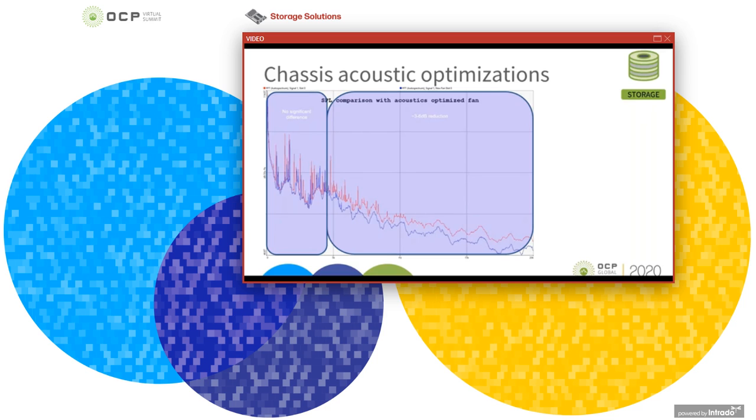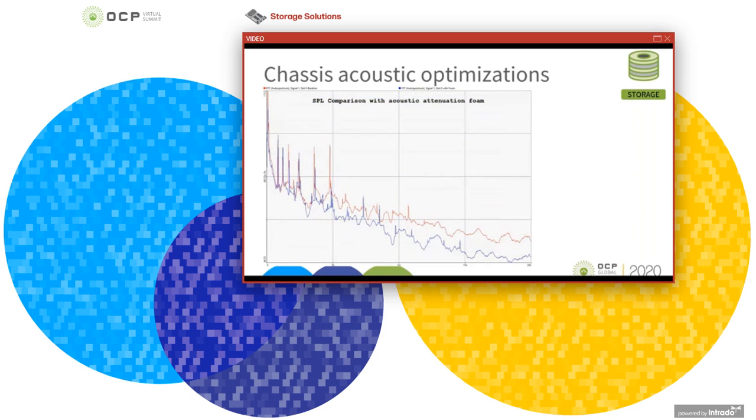The other option I want to share is the acoustic attenuation method. We applied the acoustic attenuation foams in the open area between the system fans and the nostril of the drives. The intent is to absorb the acoustic waves as much as possible and also minimize the reflection from the chassis wall after the noise comes out of the system fan and travels upstream.